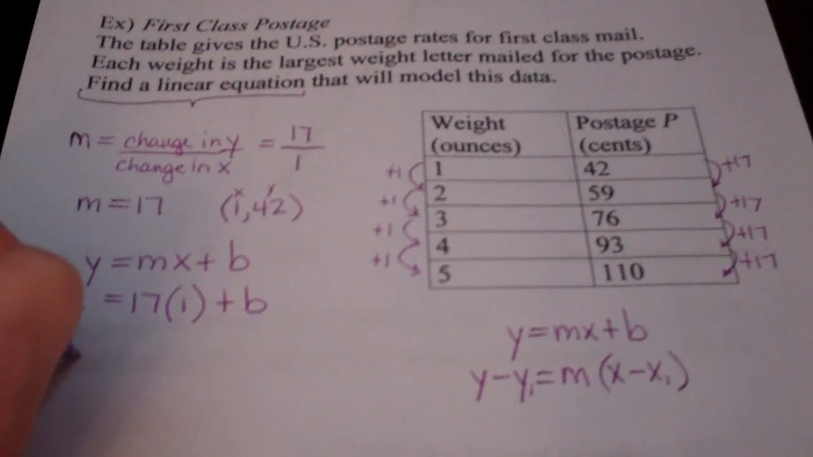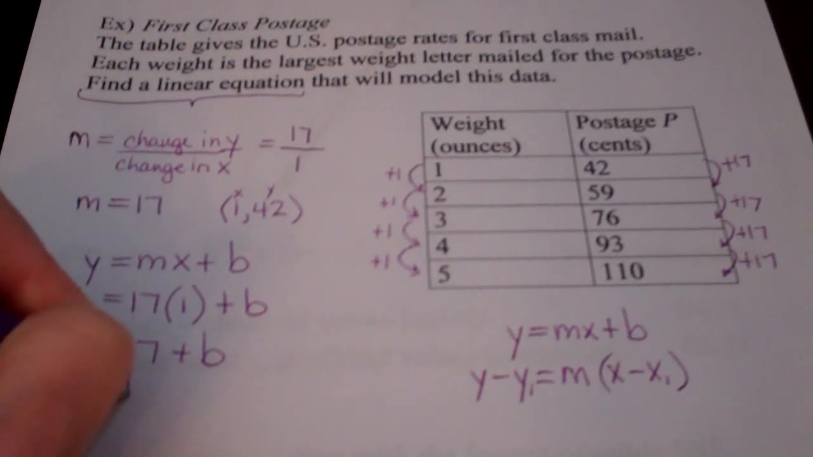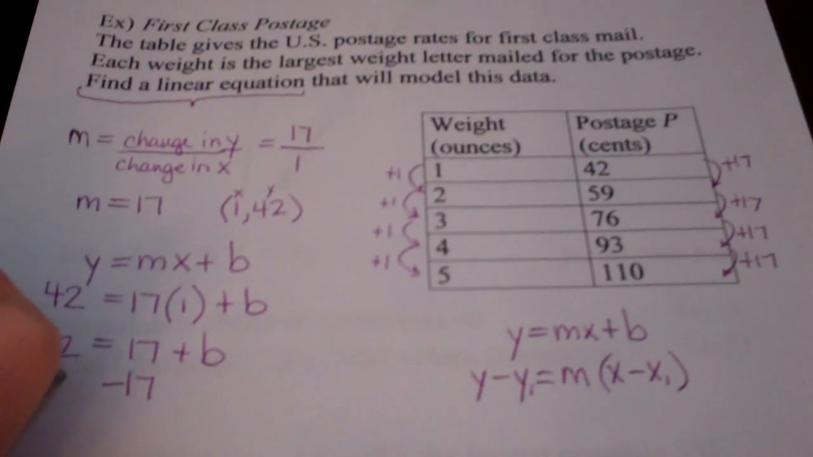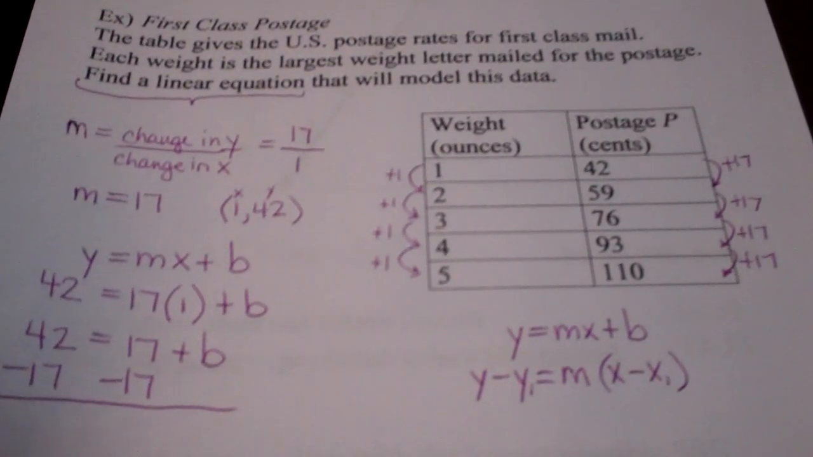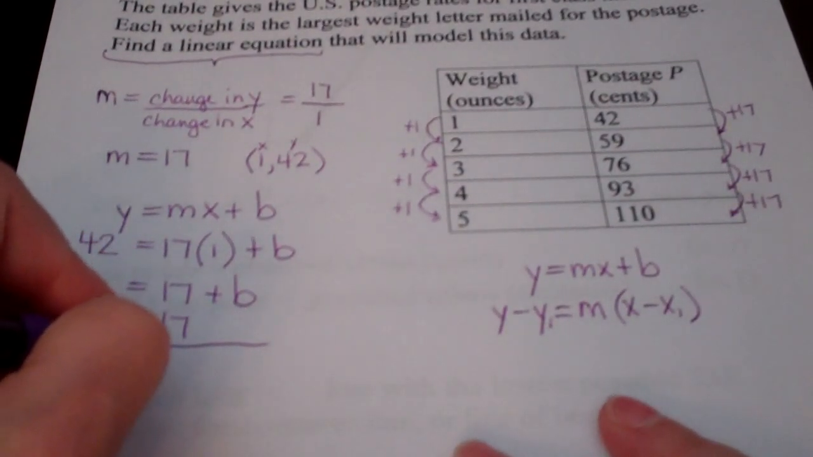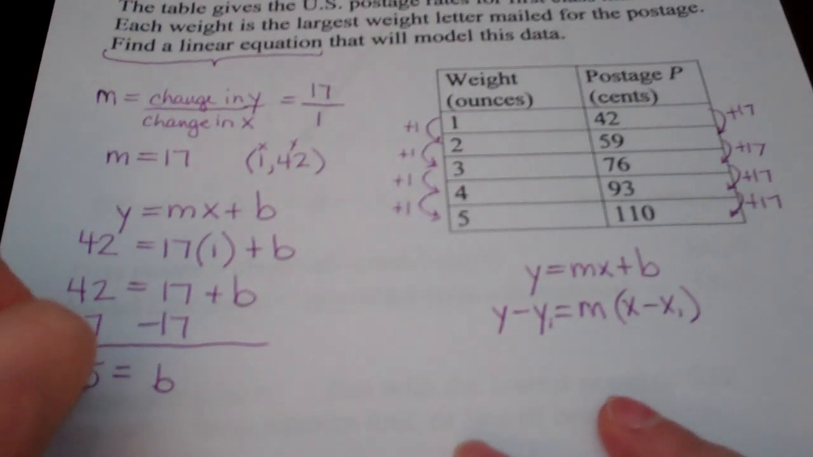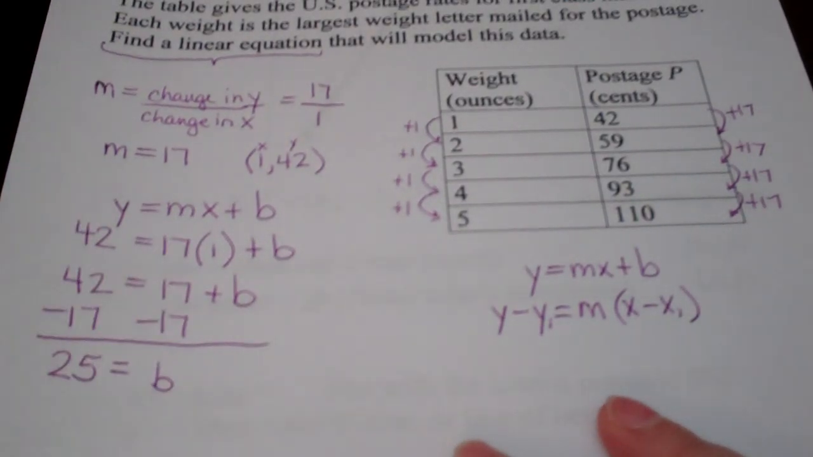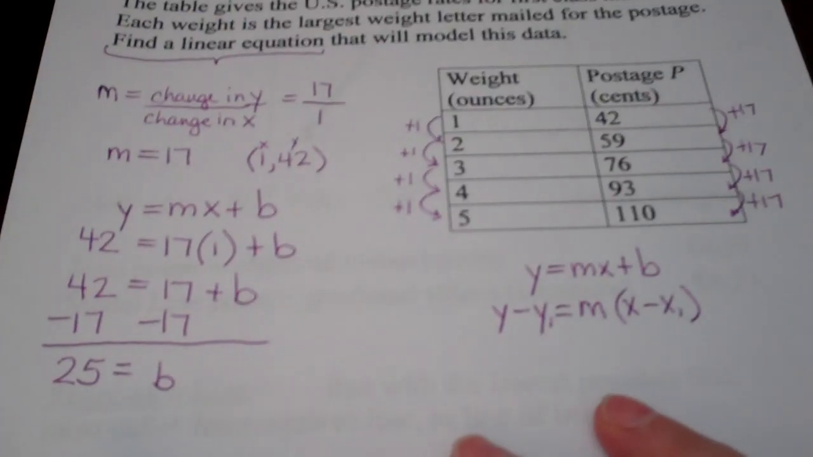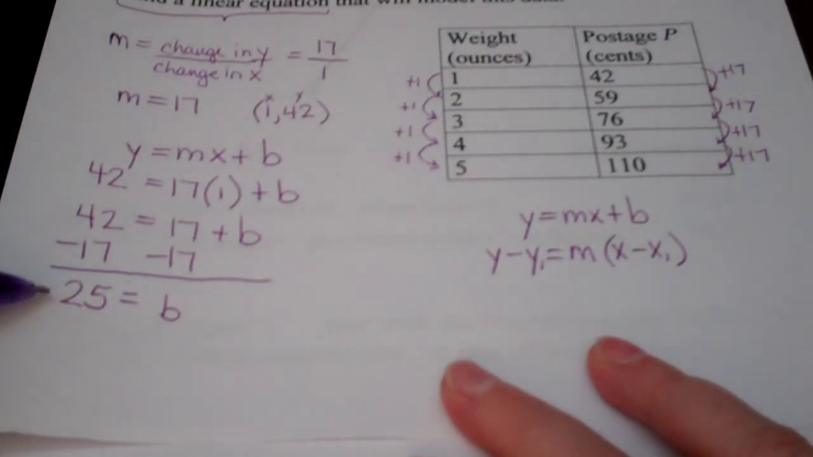So 17 times 1, that's just 17. And I want to get b by itself, so I'm going to subtract 17 from the other side. So it looks like b is going to be 25.